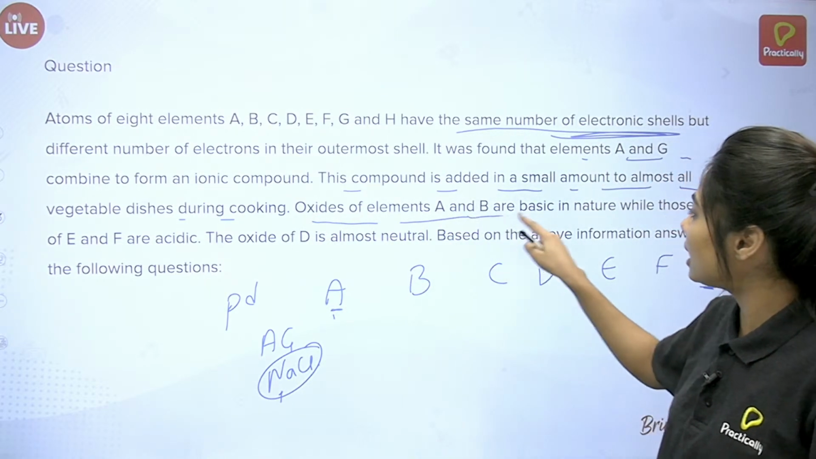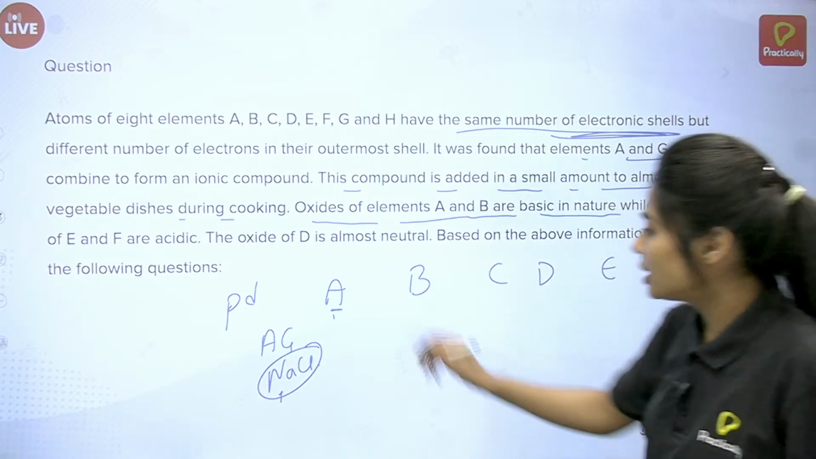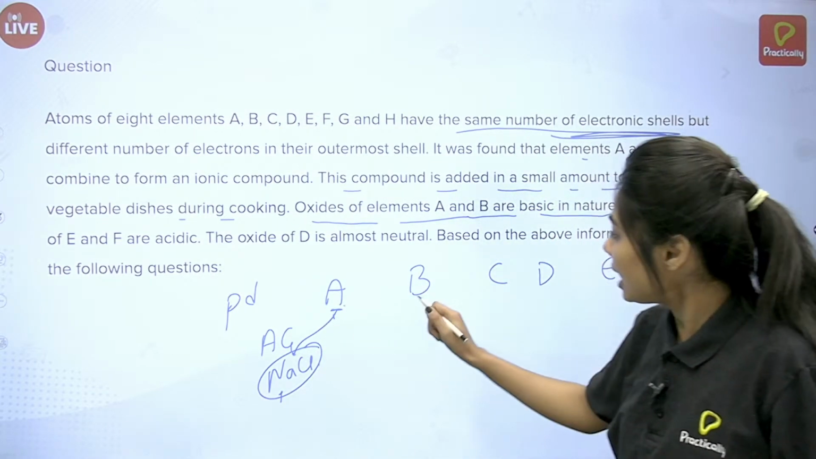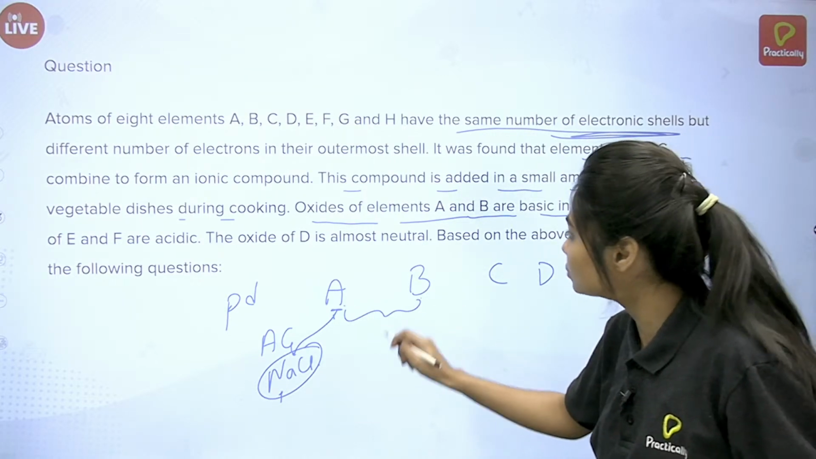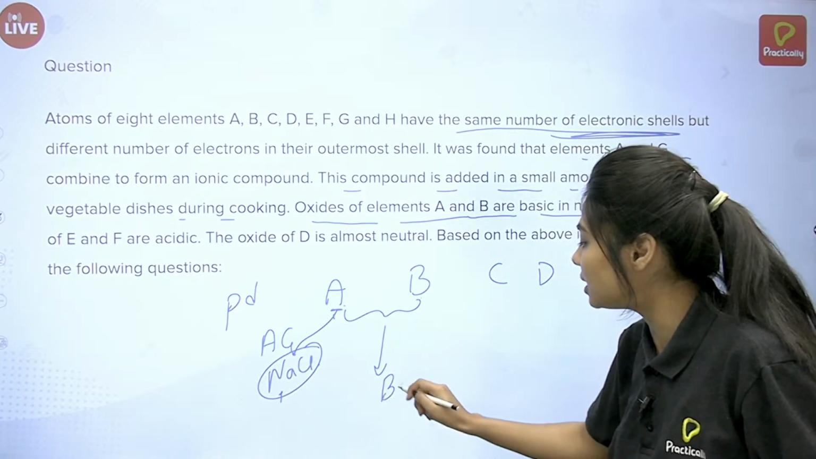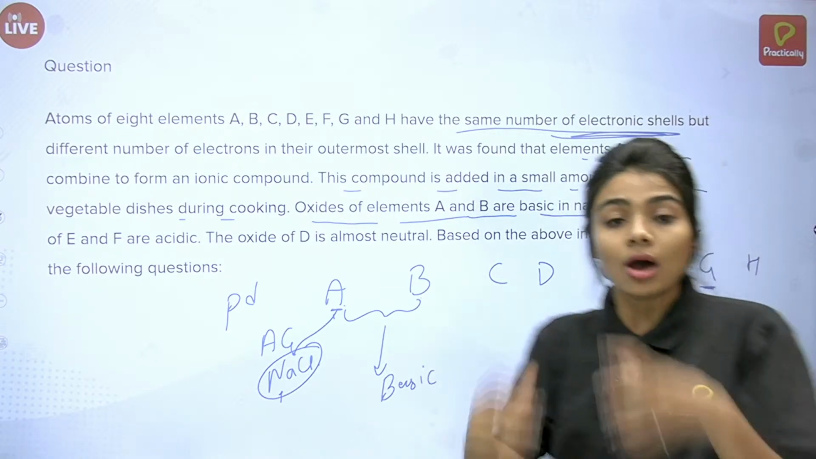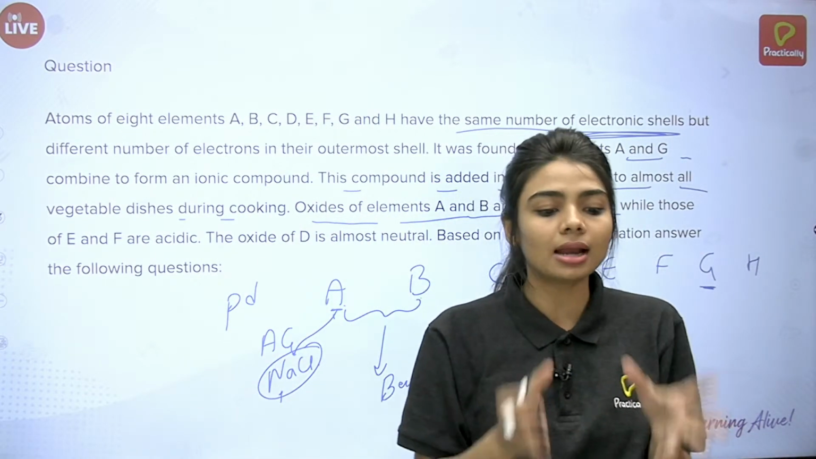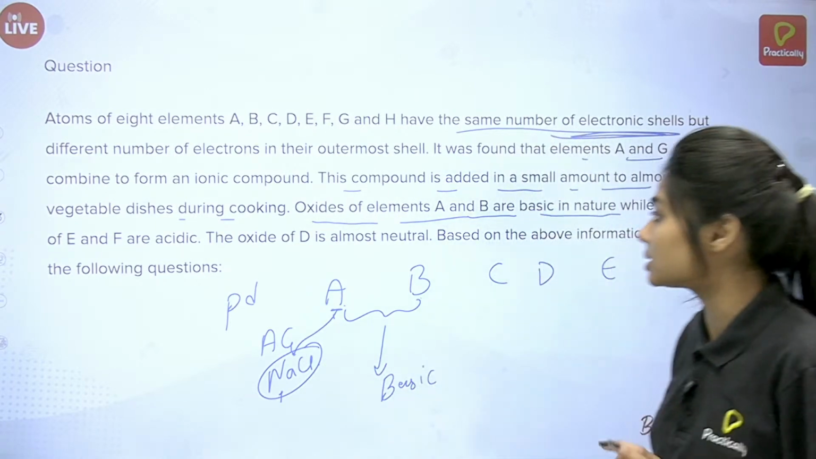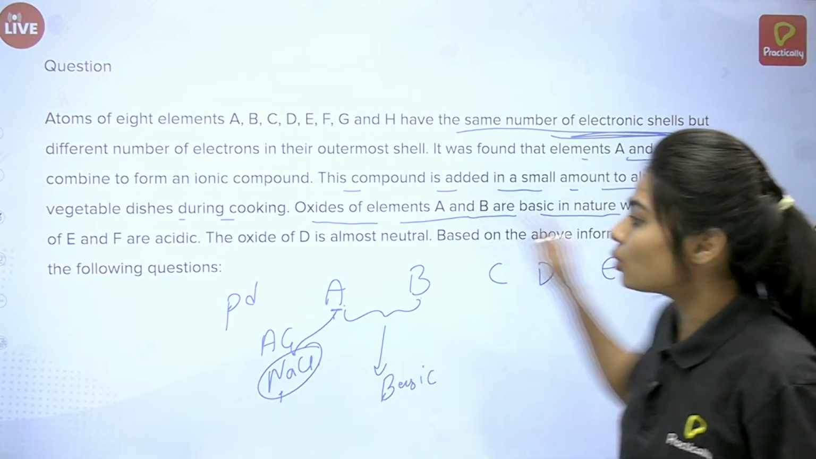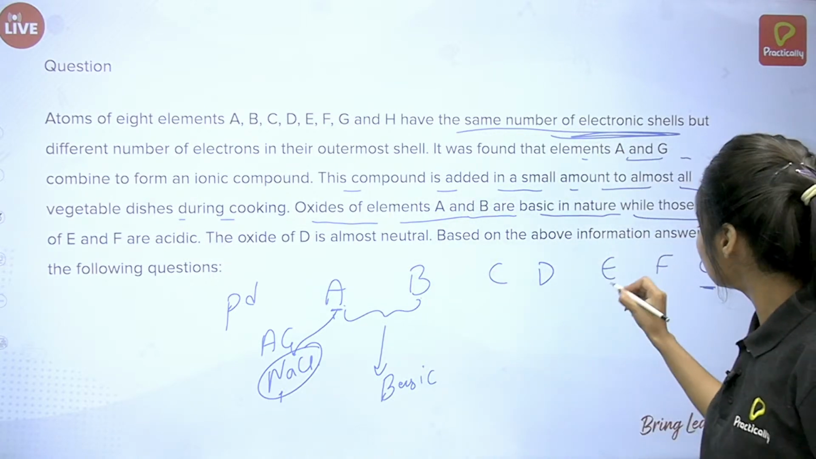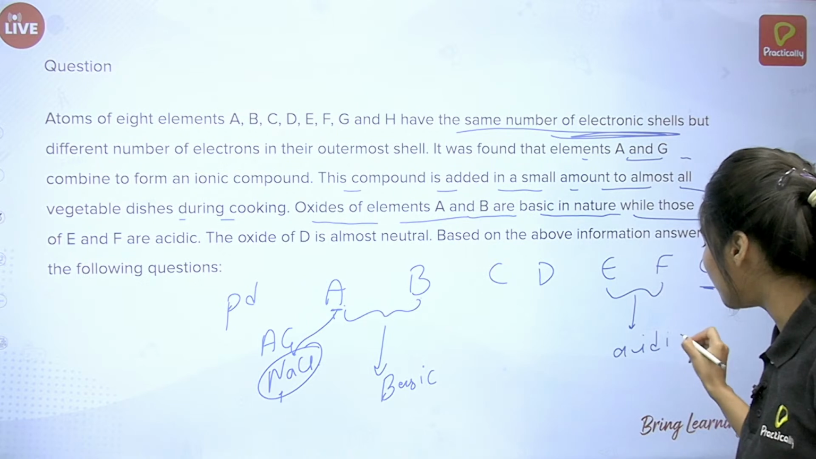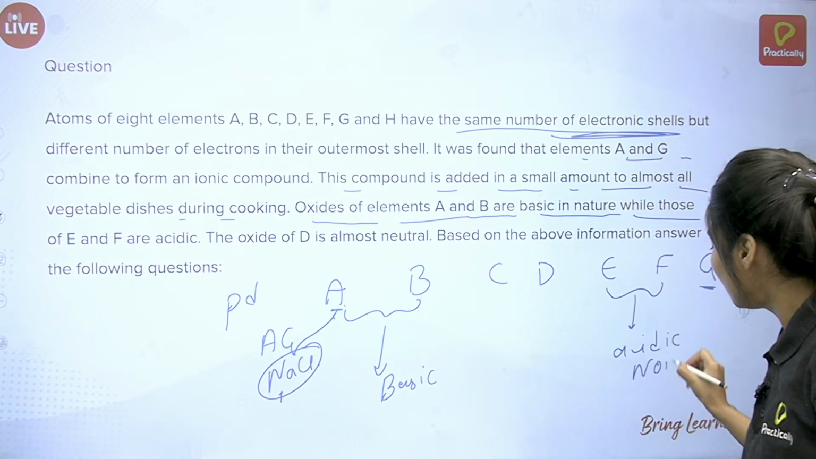Oxides of elements A and B are basic in nature. So, A will be what? A will be your metal. Now, A and B both should be metals. That's why their oxides are basic in nature. Okay, oxides of metals are basic in nature, oxides of non-metals are acidic in nature. Remember this thing. Now, E and F are acidic, that means they are non-metals.